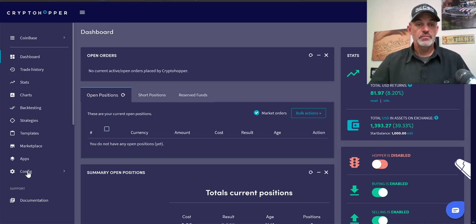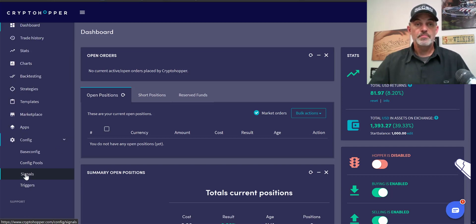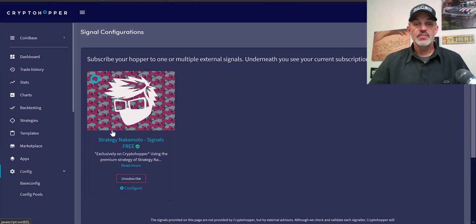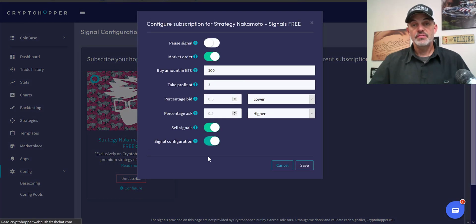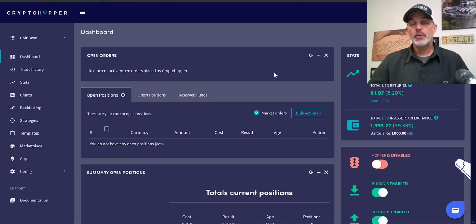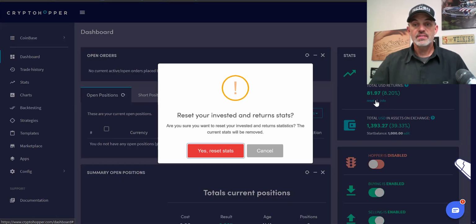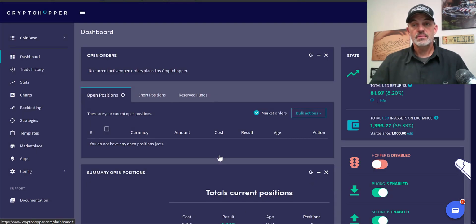And from there, we can go to the config, go to your signals tab. And you'll see this is our signal that we have subscribed to. And the configure is, again, what we just did. We configured that already. And at this point, we're pretty much ready to deploy the bot. However, I do want to actually go ahead and change and update everything to the correct balance, to the correct percentages. So we'll reset our stats, which takes us to zero.